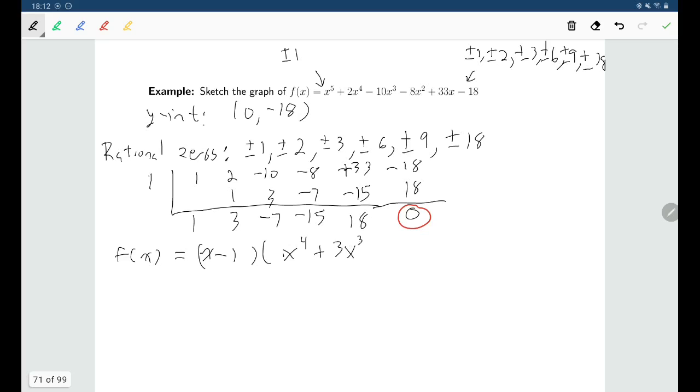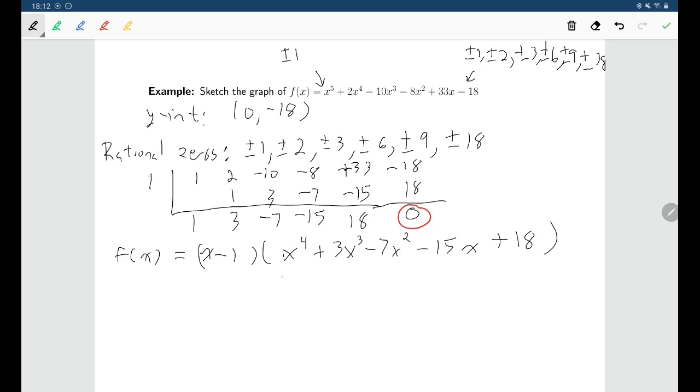3x cubed, 7x squared, 15x, and 18. There we go. And so the only thing that we would need to do now is just to check to see, well, what else is a factor of this?